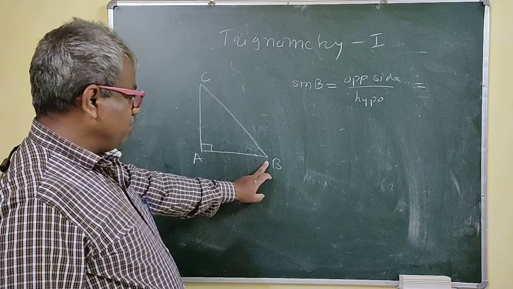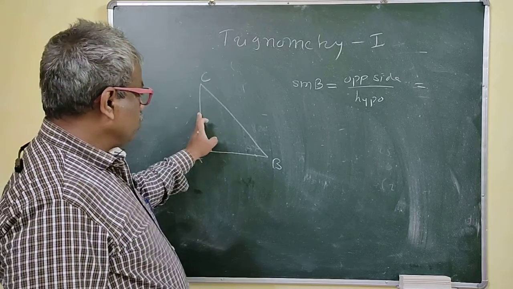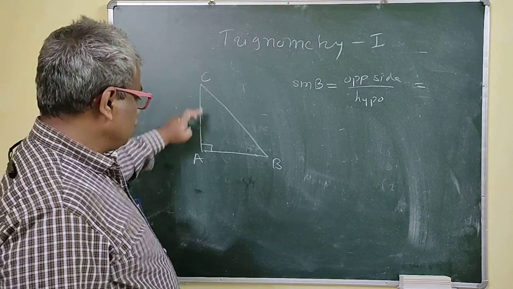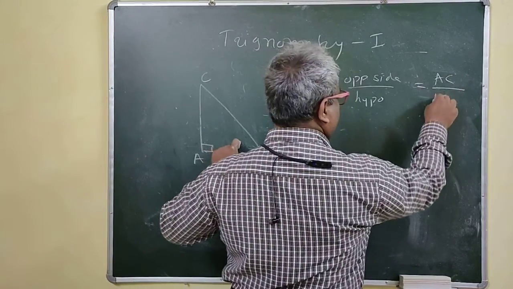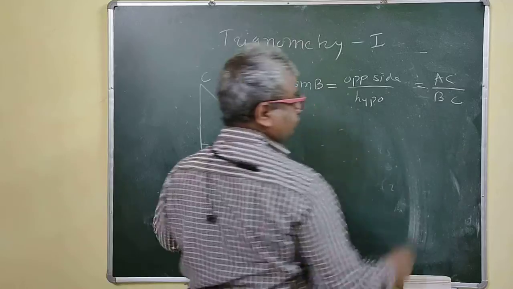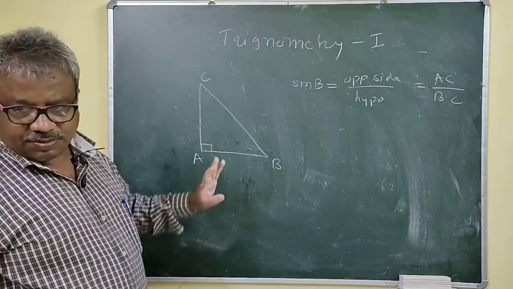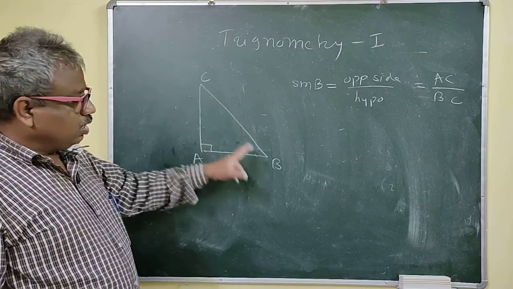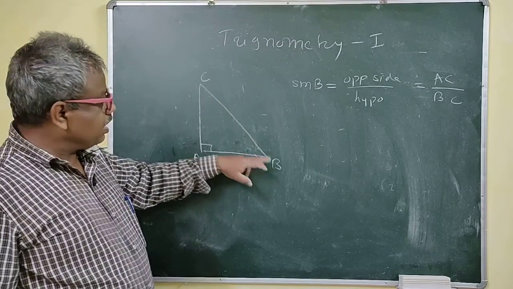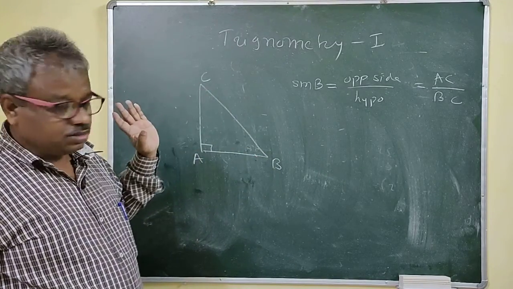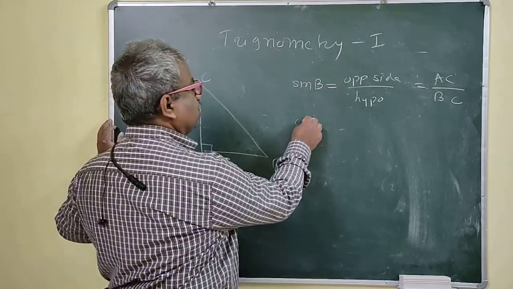So sin B is equal to what? Opposite side upon hypotenuse. So your opposite side is AC upon BC. Or you may write CB. Doesn't matter, because this is the segment, right? You may write BC or CB. Doesn't matter, right?